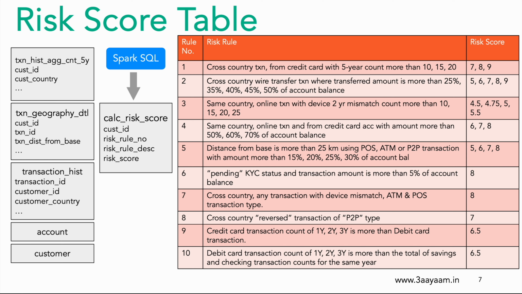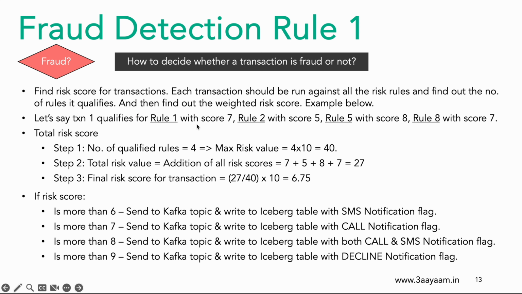If the transaction has been done using ATM and the distance from the base location is more than 25 kilometers and the amount is more than 15% of the account balance, then also the risk score would be 5. Let's take another example. Let's say it's a P2P transaction and the distance is, let's say, 40 kilometers and the transaction amount is more than 30% of the account balance. In that case, the risk score would be 8. So this is how you would calculate the risk score, and those are the risk scores that I have mentioned here. You'll have to do that calculation, or match the transactions which are being sent in the Kafka topic.